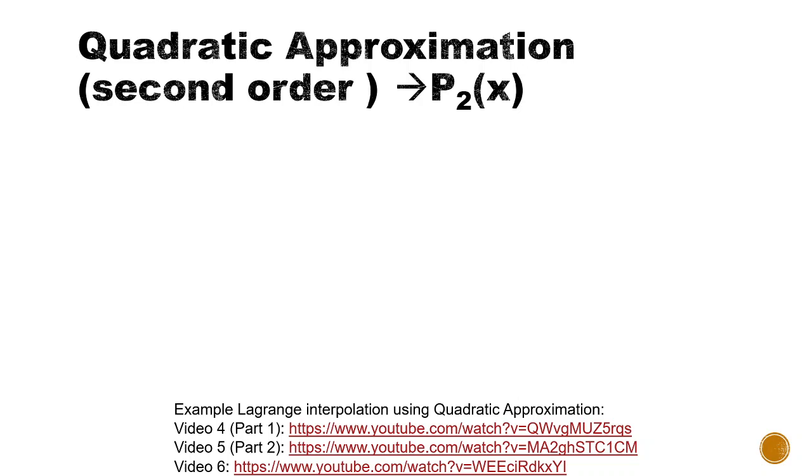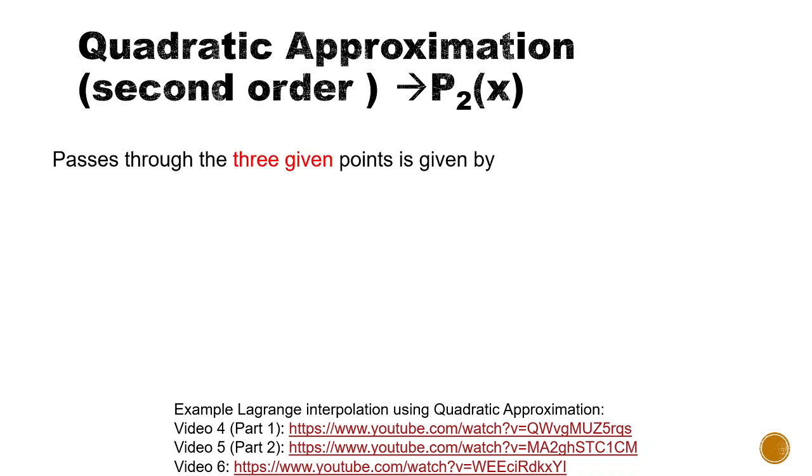Okay, now for the quadratic approximation. When we talk about the quadratic approximation, what we must have is at least 3 points. So we need to have 3 points, then we can use the quadratic approximation. If only 2, we use the linear. So if 3 points are given, it is better we use the quadratic approximation.